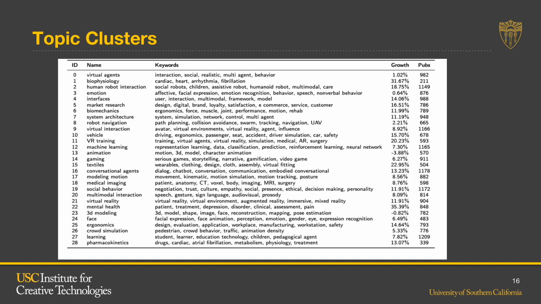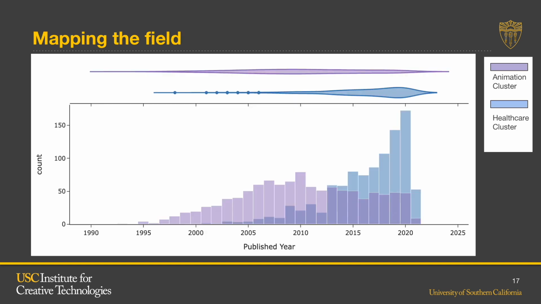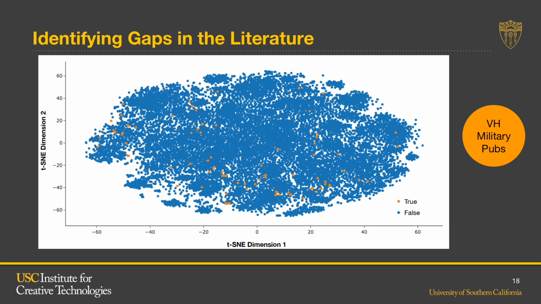And here is the full list of our 29 clusters. As you can see, this method allowed us to quickly map the broad field of virtual human research. For example, 2 topics with some of the largest number of publications and greatest year-over-year growth include social behavior and machine learning. We were also able to quickly visualize and compare the year-over-year growth for various clusters. Here you see healthcare and animation clusters, respectively. Healthcare is shown in blue with a rapid growth trend, and animation is shown in purple with a longer history in the field and a slower decline over the more recent years.